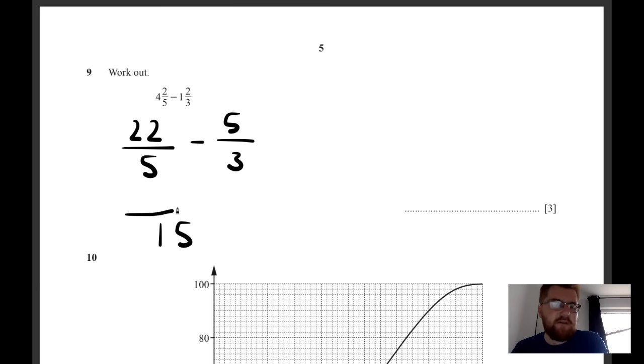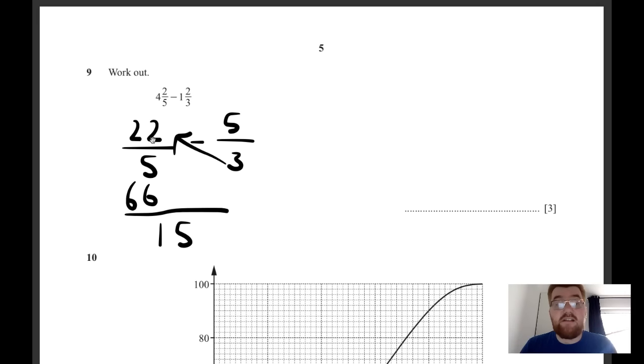There are other possibilities too. And then in order to work out what goes up here, we need to multiply the 22 by the 3 and the 5 by the 5. There are different ways of doing this. So this is 66, because 3 times 22 is 66. 5 times 5 is 25. And don't forget this is a minus problem, so make sure there's a minus here.